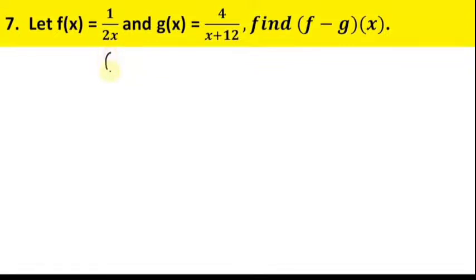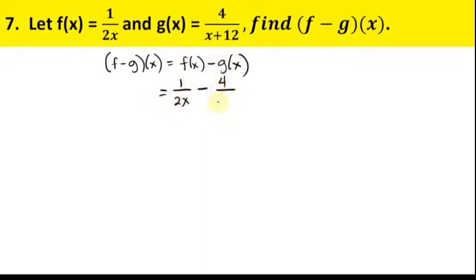So again, the formula: f minus g times x equals f of x minus g of x. Distribute lang natin yung value ng f of x, so that is 1 over 2x, then subtract the value of g of x, that is 4 over x plus 12. Then find the LCD. Kung hindi mo alam ang LCD, automatically kung ano yung value ng denominator, that is your LCD. So that is 2x times x plus 12.